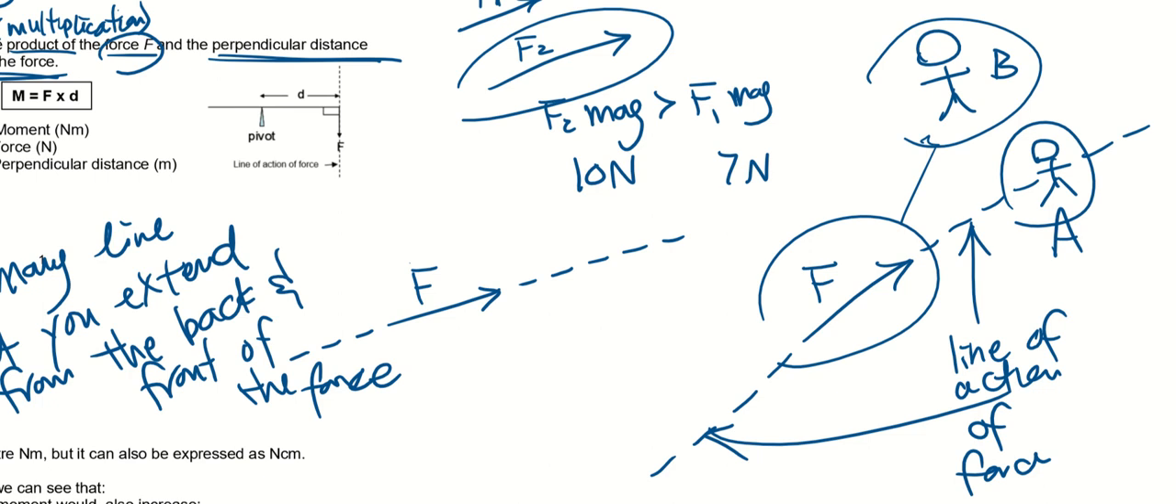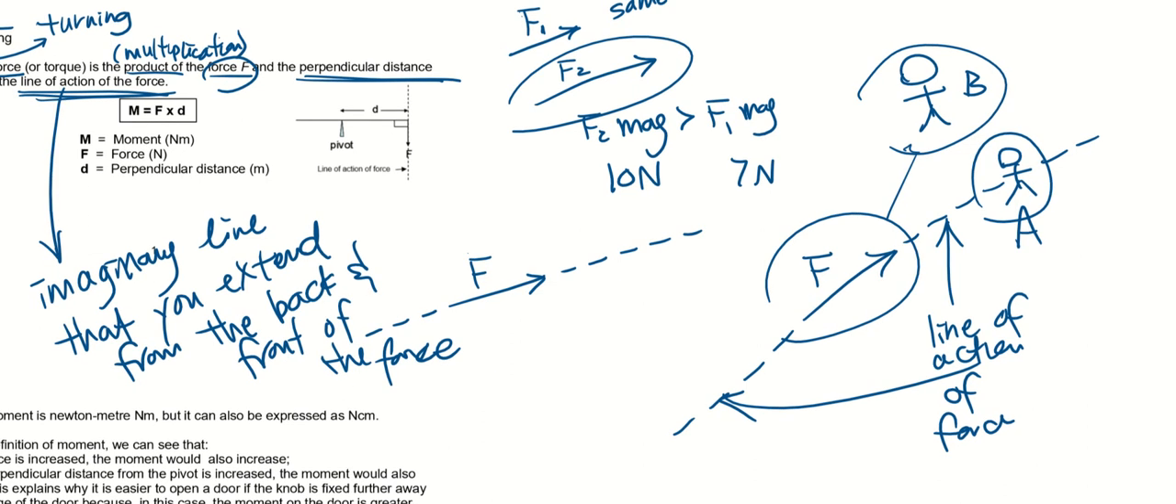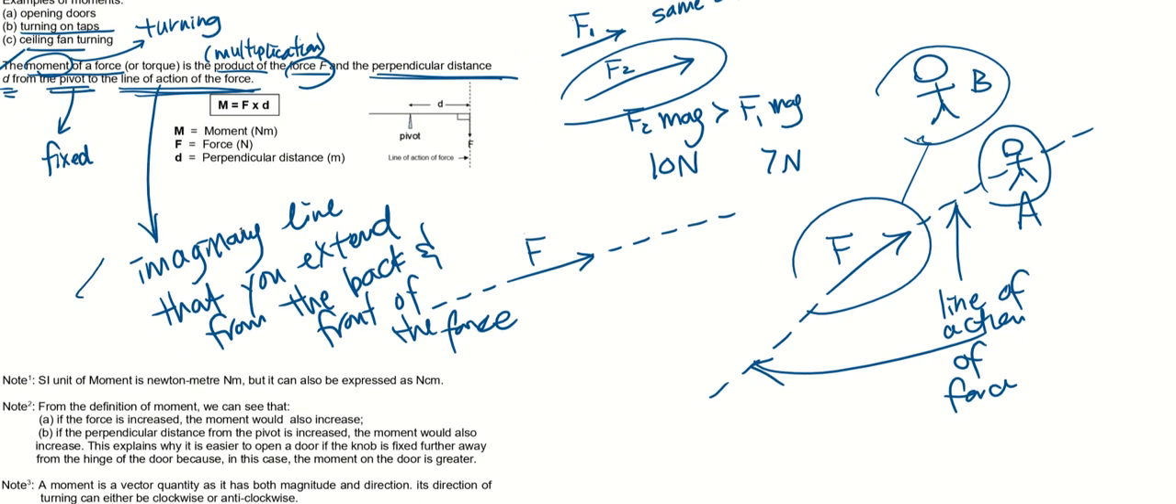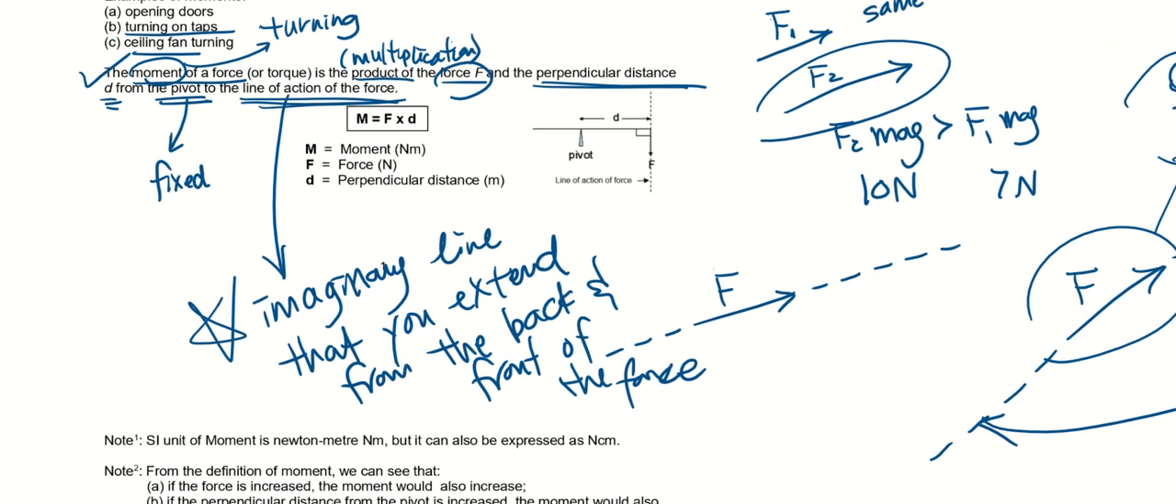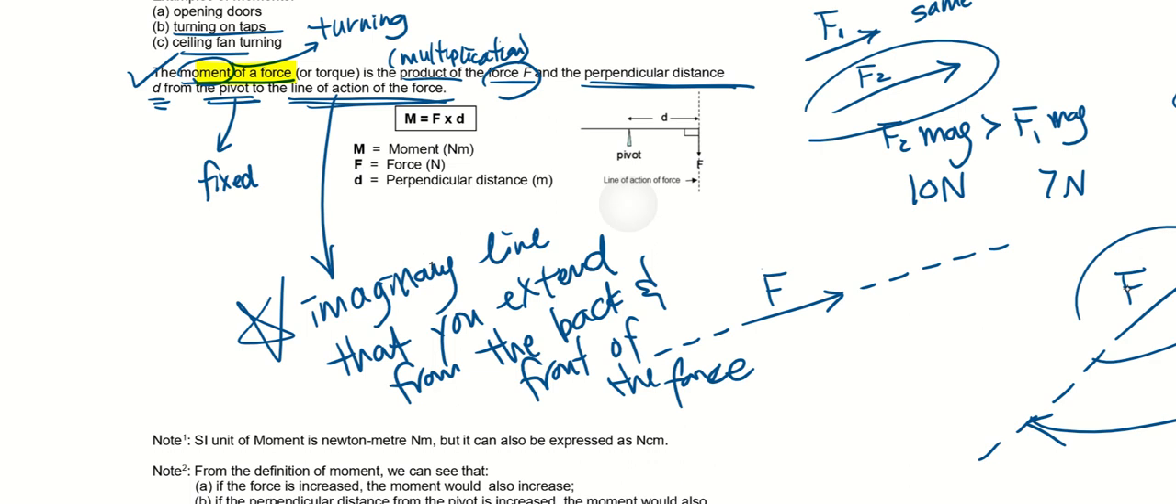So basically it is an imaginary line that you extend from the force, and my advice is that you always draw this dotted line. Now we have covered moment, we have covered product, where the force is multiplied by something, and we have covered line of action of the force. The last important thing is the perpendicular distance D from the pivot to the line of action of the force. We have also covered pivot. Pivot is actually a fixed point.